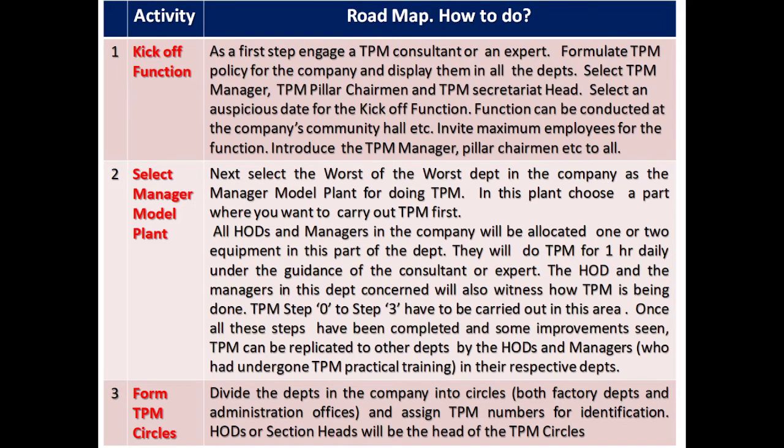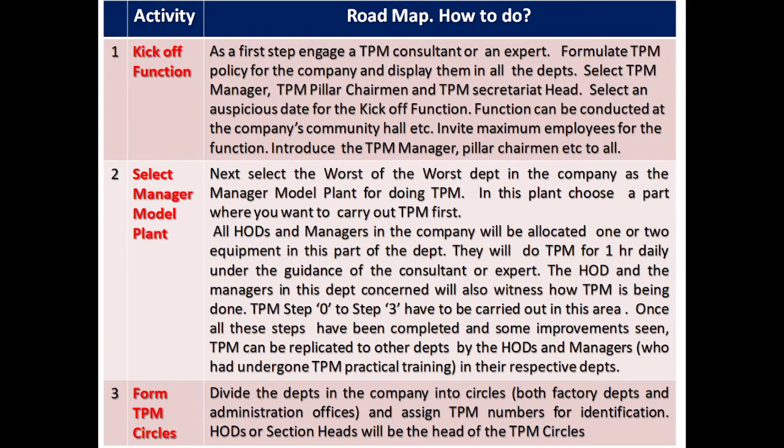to all. Next step is to select the worst of the worst department in the company as the model plant for doing TPM. In this plant, choose a part of it where you want to carry out TPM first. All HODs and managers in the company will be allocated 1 or 2 equipment in this part of the department. They will do TPM for 1 hour daily under the guidance of the consultant or expert. The HOD and the managers in the department concerned will also witness how TPM is being done. TPM step 0 to step 3 have to be carried out in this area.